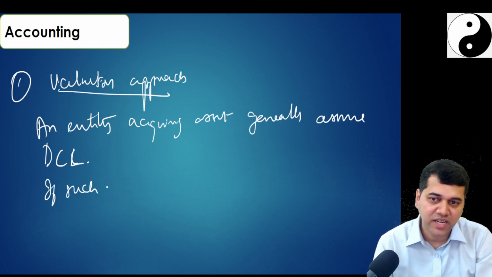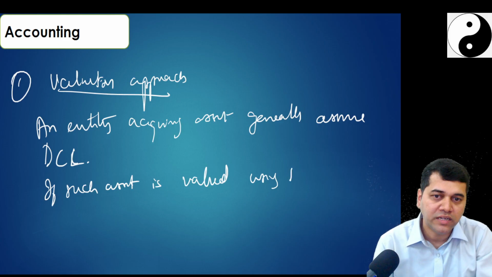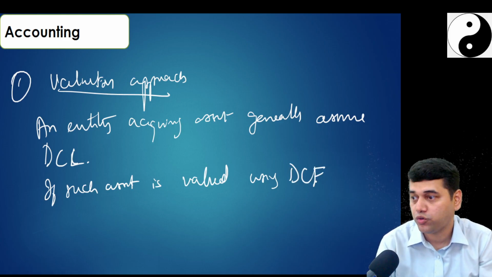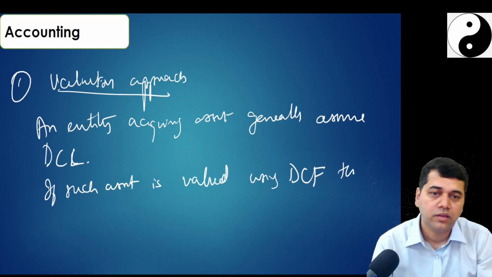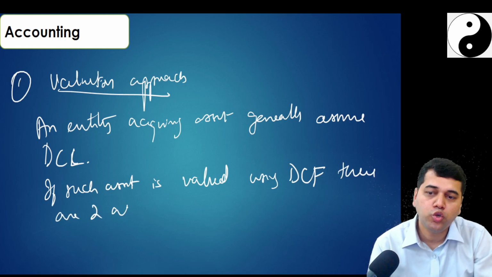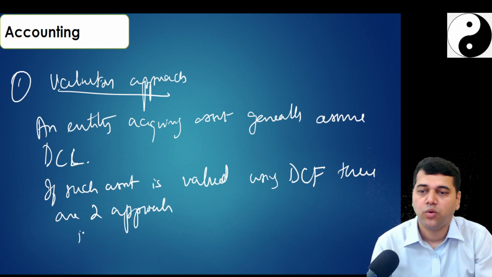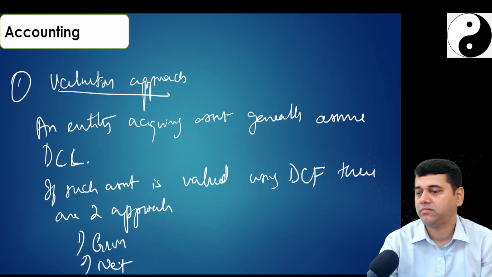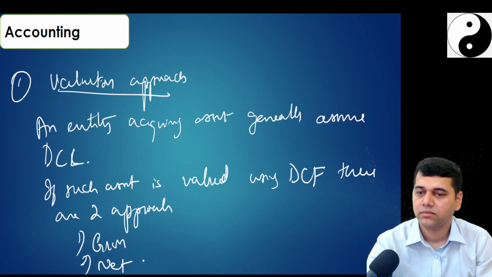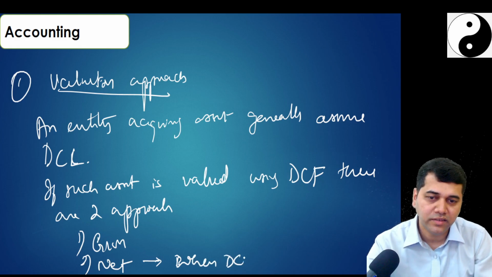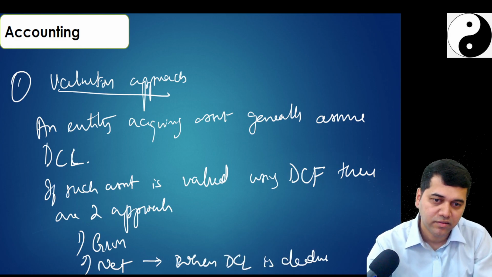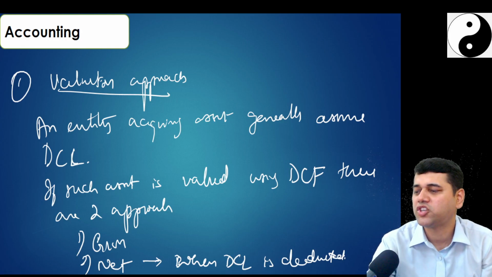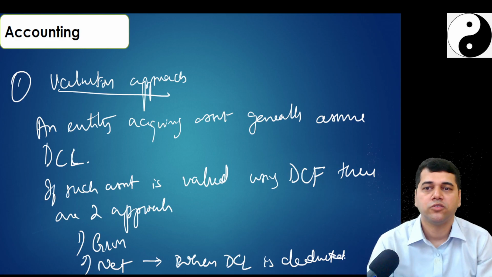If such an asset is valued using DCF, discounted cash flow, there are two approaches. One, gross; second, net, where DCL is deducted. So I'll write in short. This is called a valuation approach.